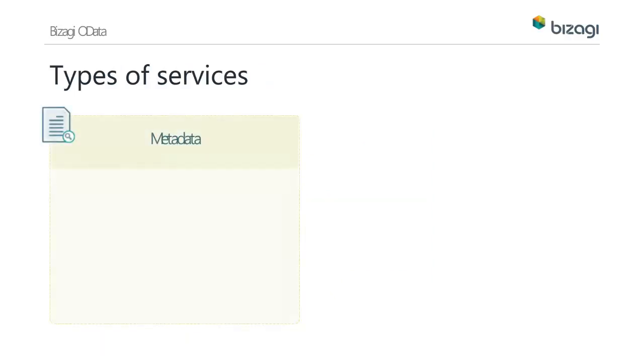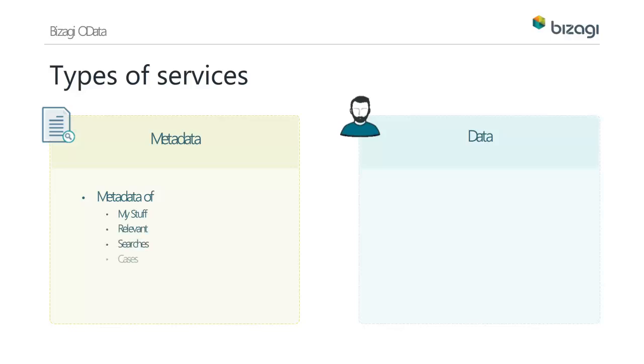There are two types of services, metadata and data. The metadata service exposes methods to obtain information that belongs to stakeholders such as MyStuff, relevant processes, searches, cases, or pending tasks. This information is not contextualized, which means it's not related to the user registered in the token generation. You can get information from any stakeholder, and it does not contain any business data.